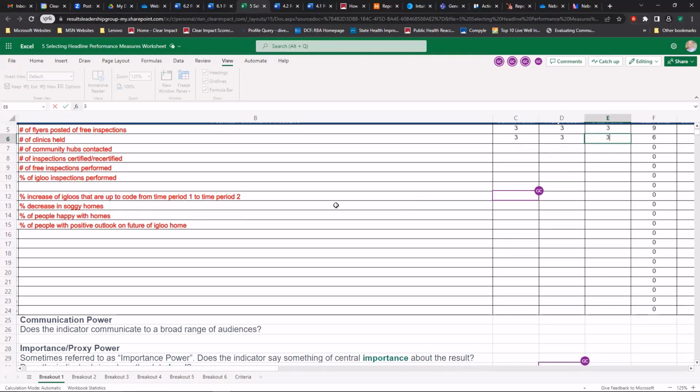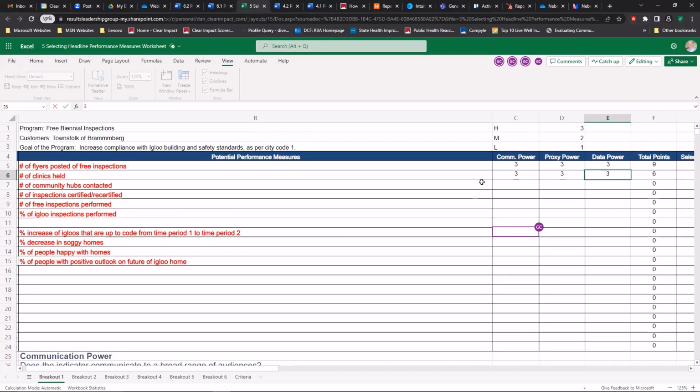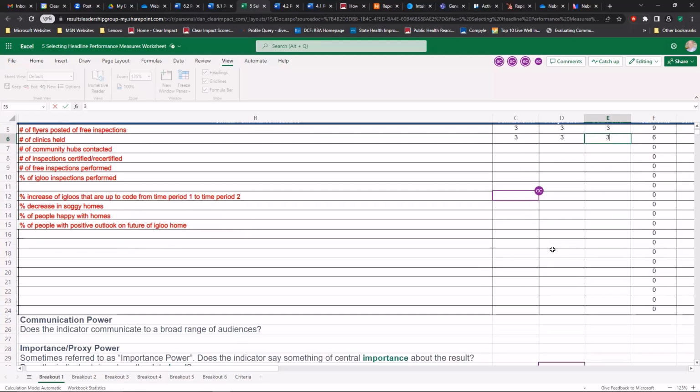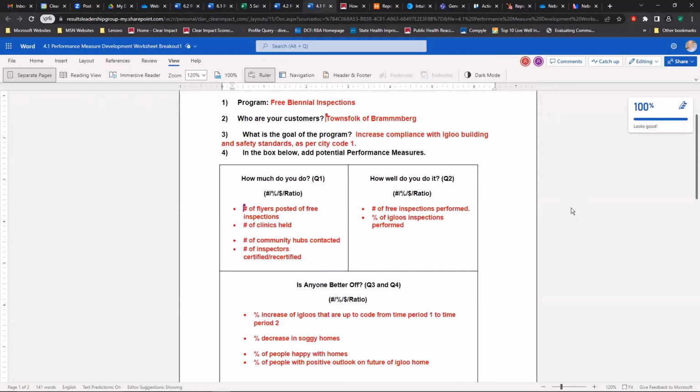But one of the things we said while you were away is that the percent of people with happy homes and percent of people with positive outlook, those are probably not of central importance to what you're trying to do, because they're not part of the goal, which is to increase compliance. So those might be a little lower, and so they may not be headline performance measures, but they may be just secondary ones that you would use if you find out things around satisfaction. So you're building your ability to develop performance measures, I think. So that's awesome. And again, the other thing, you started them all with the number percent.